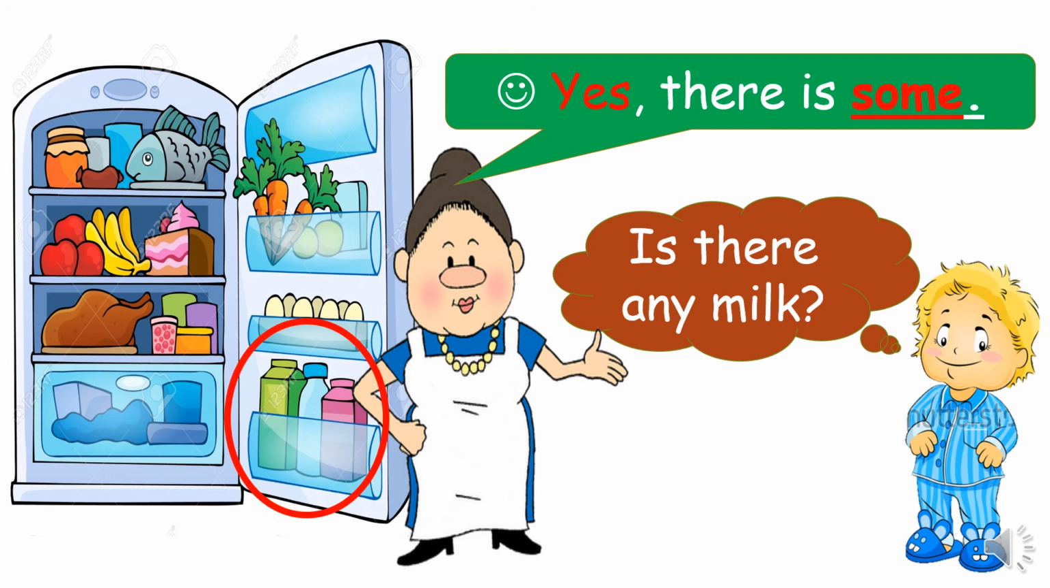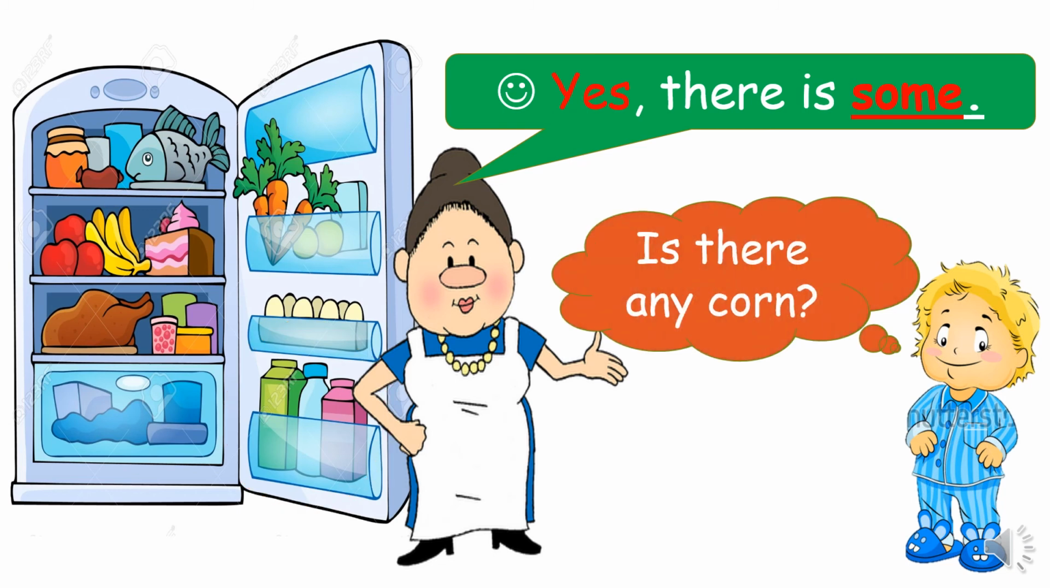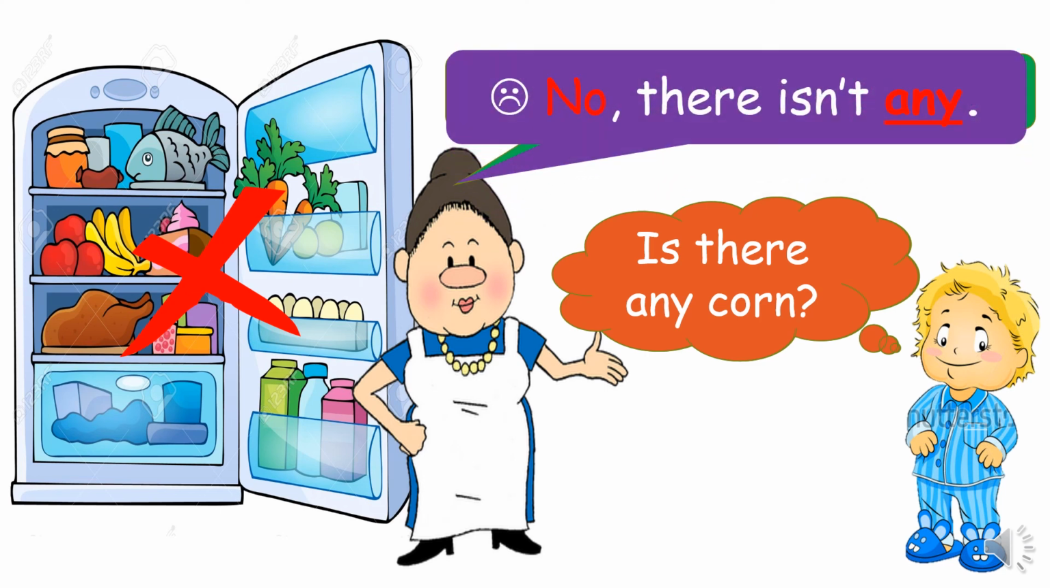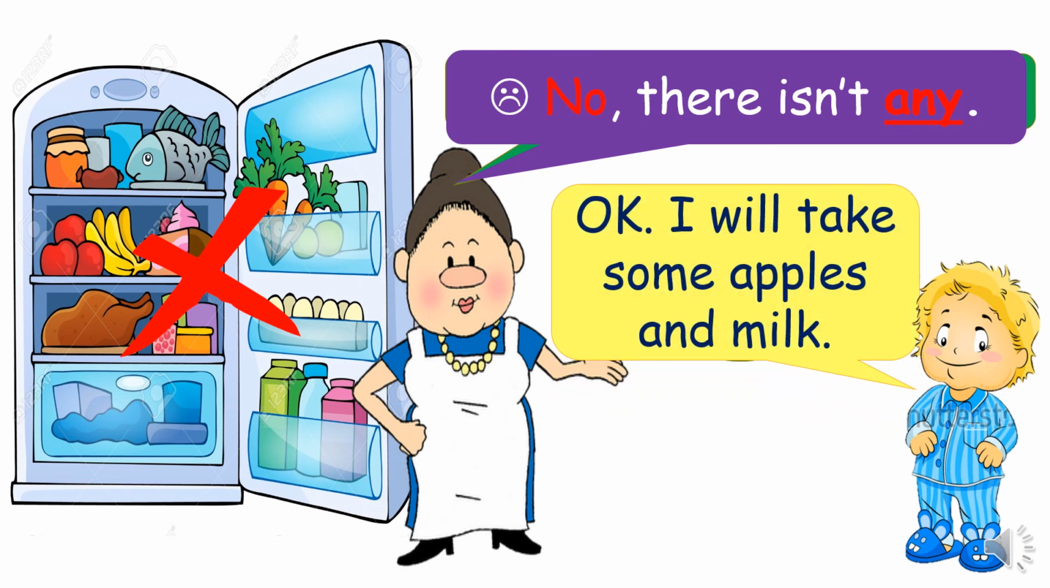Why do we use "there is" here and we don't use "there are"? Can we count milk? No, we cannot count milk. It means that milk is uncountable. So we will use "there is," not "there are." Next, is there any corn? No corn. So we will say no, there isn't any. Okay, I will take some apples and milk. So Tom decided to take some apples and milk.